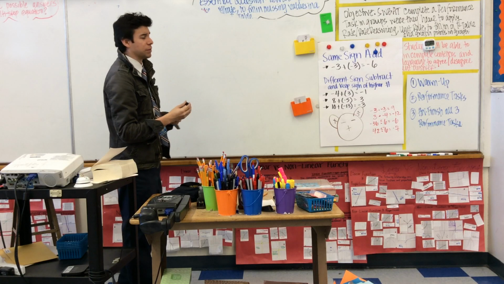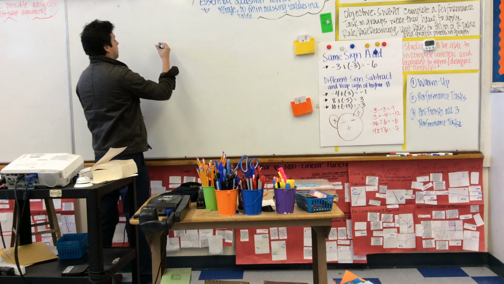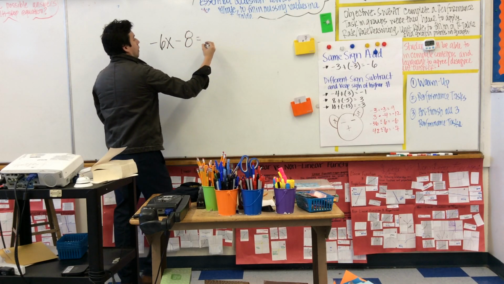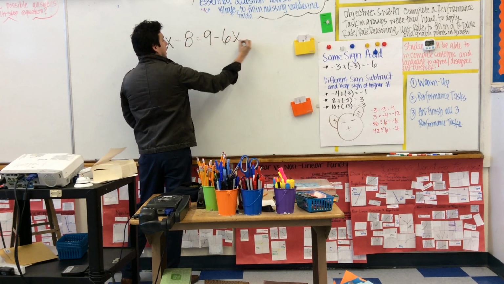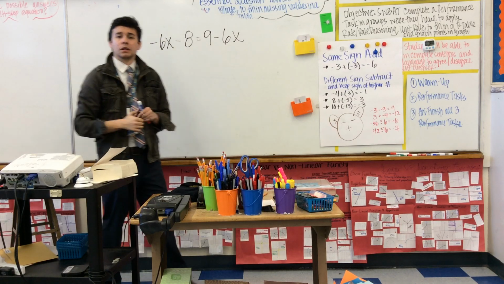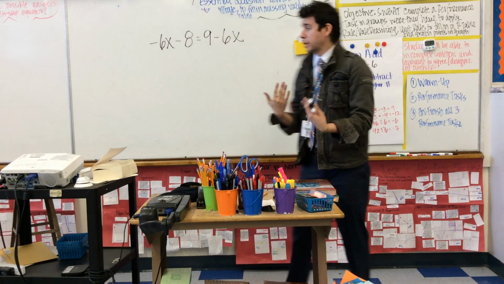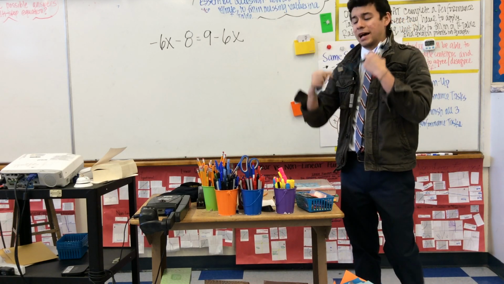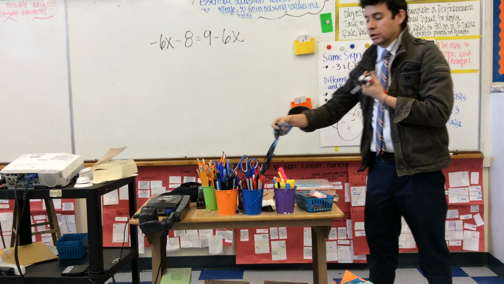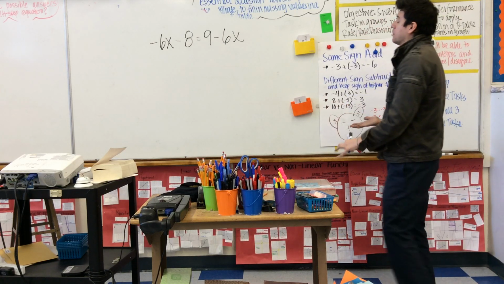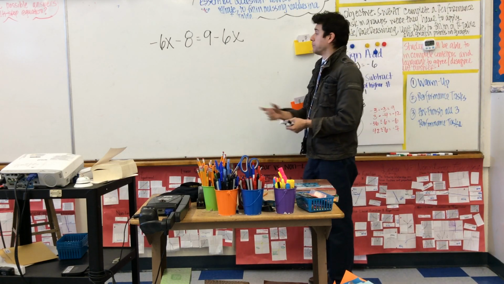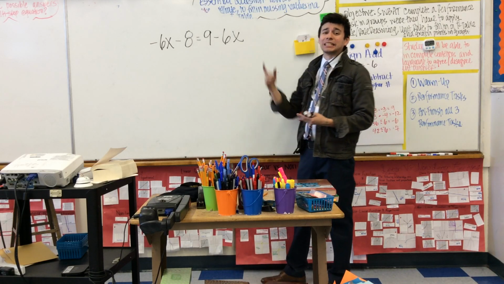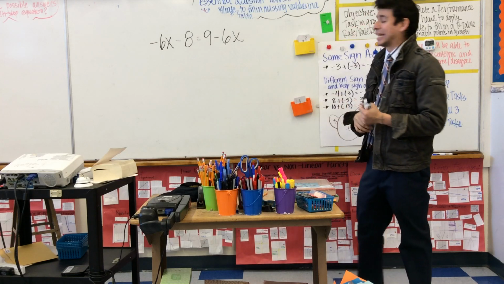Now let's go over a problem that's another special case. Let's say negative 6x minus 8 equals 9 minus 6x. Let's look at this problem. First of all, you ask yourself, do I have a special case? Do I have what we call twins? Do we have the same coefficient in front of the variable? Well, this is minus 6x. This is also minus 6x. That means you have a special case.